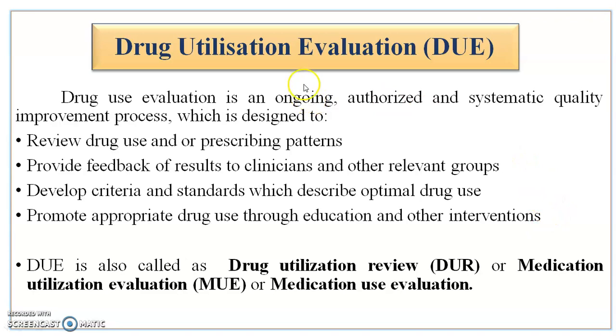So it is an ongoing process and it is authorized, and this process is going to improve the quality of the drug use process. That's what every hospital should do, a drug utilization evaluation study, to increase optimal drug use. It is also called drug utilization review or medication utilization evaluation, also said as MUE, or we can also call it medication use evaluation. These are other synonyms of drug utilization evaluation.